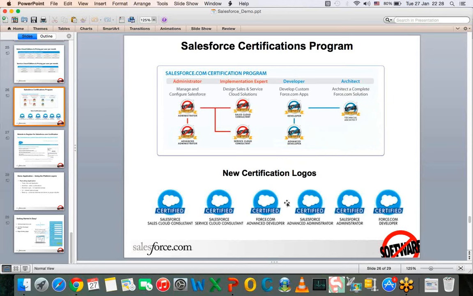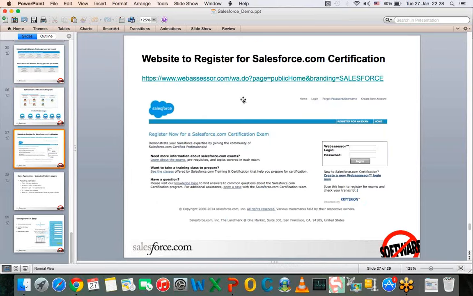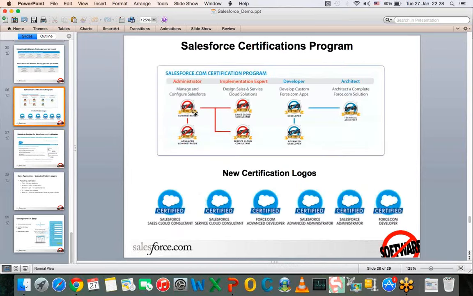These are the certification logos; this is a new logo which was updated last year for each certification, from developer to administrator, advanced administrator, and Sales Cloud and Service Cloud. To register for these, each one is around $200, I guess, right? And every year we have to take maintenance exams as well.